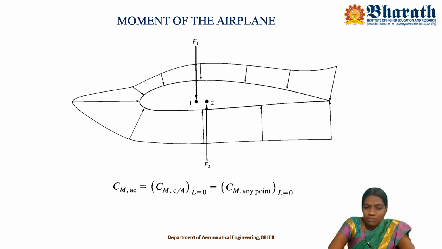So the moment about the aerodynamic center is equal to the moment about the quarter chord point, which is equal to the moment about any point. And L is equal to 0. What do you mean by that? Lift is equal to 0. If F1 and F2 are equal to each other, it means lift is equal to 0. In order to obtain lift, F2 should be greater than F1.